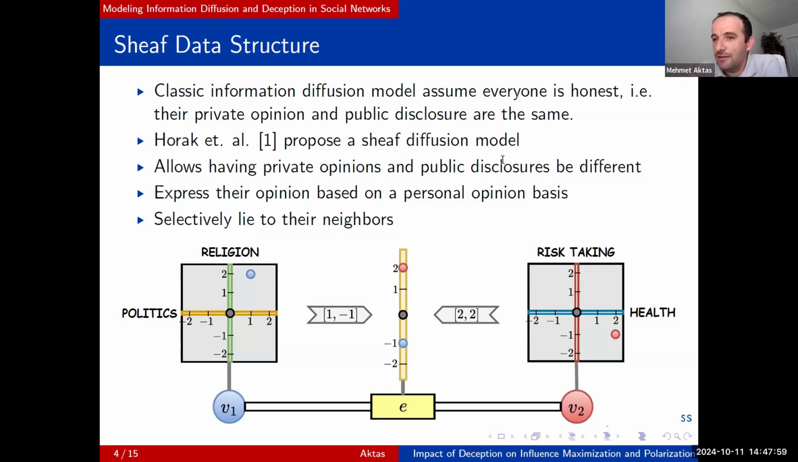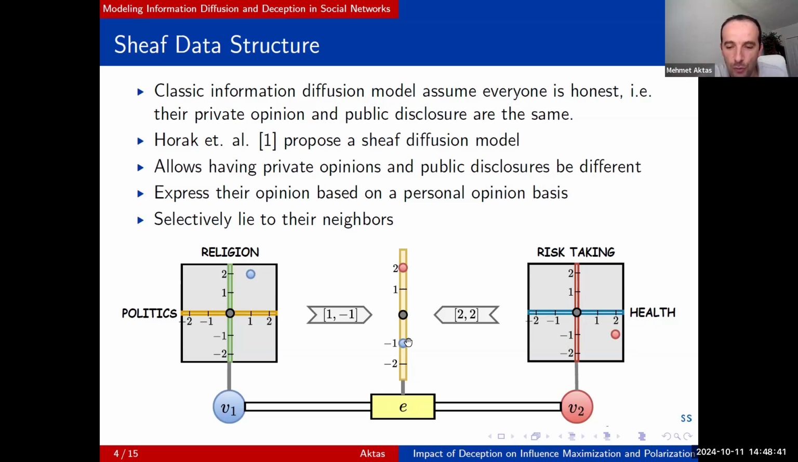So I can lie to one of my followers in a social network, but I can be honest with another one. This is actually an example over here. V1 and V2 are two users, and they have a connection E. We call it an edge. They discuss vaccination, and the first user's opinion basis is religion and politics. The other one's is risk-taking and health. Then they publicly disclose their opinions: the one on the right is supporting the vaccine, but the one on the left is opposing the vaccine. So this is how they disclose their private opinion.